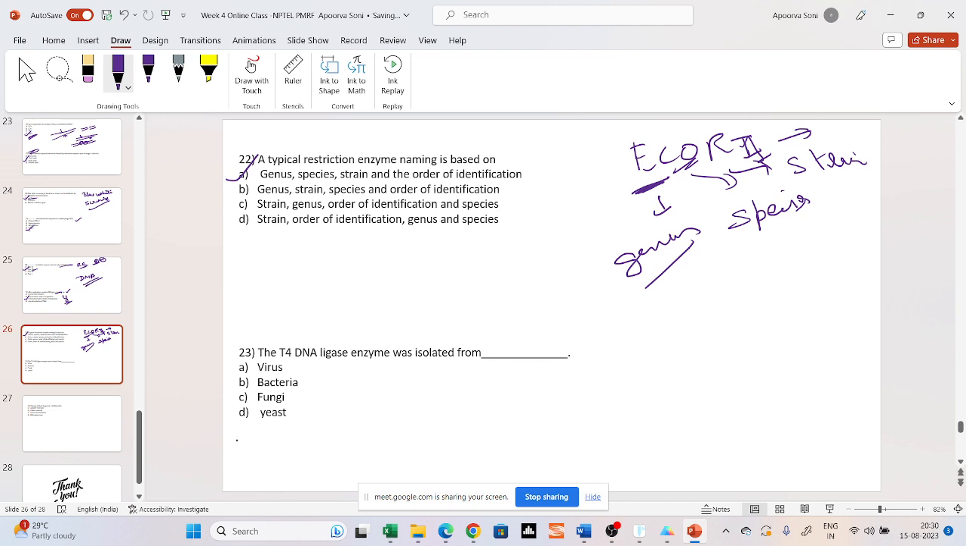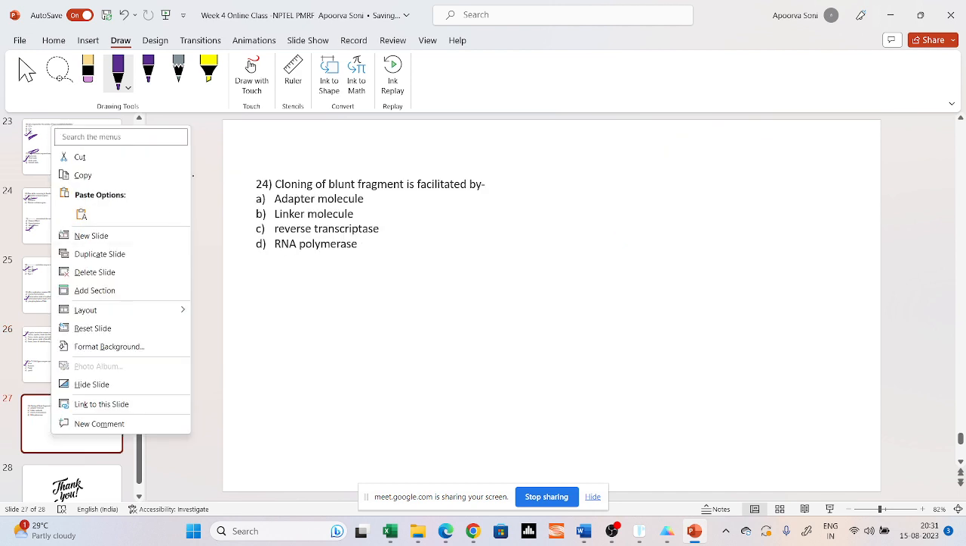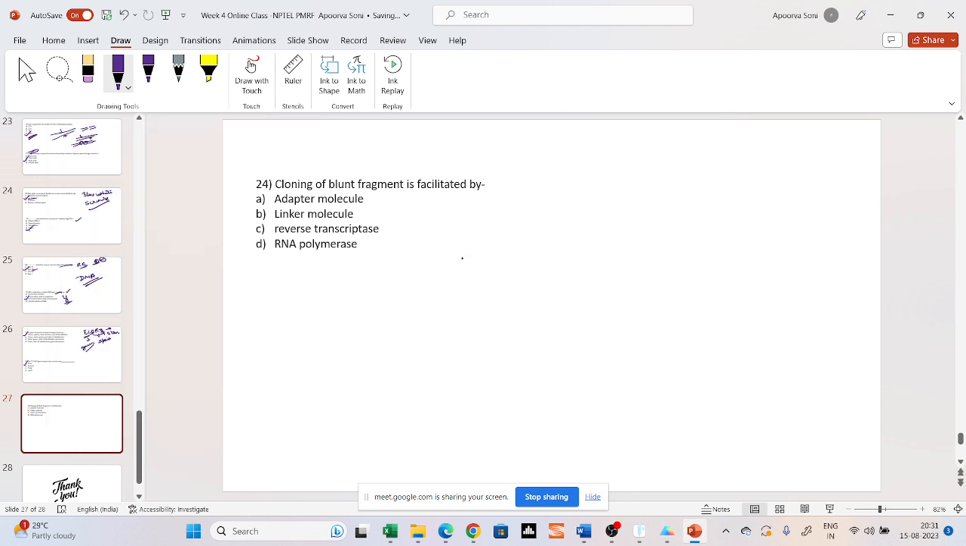So, EcoR1. Then the T4 DNA ligase enzyme was isolated from. So, this enzyme is isolated from virus. Next question is, cloning of blunt end is facilitated by. There can be more than one correct answers in this. Option D, ma'am.